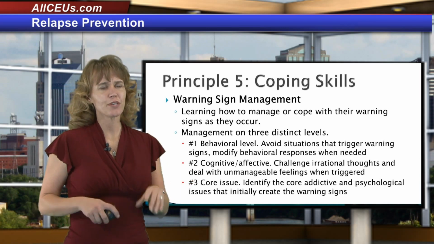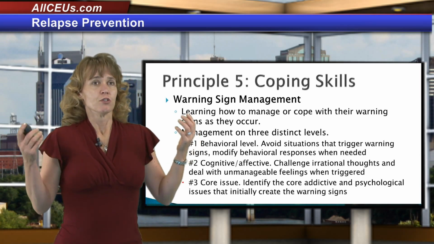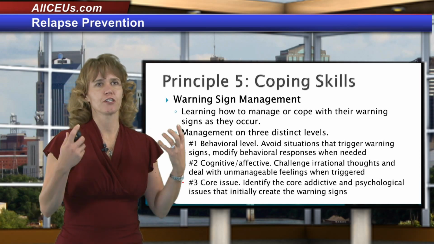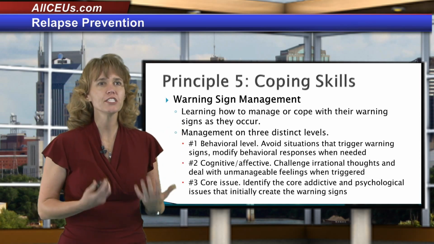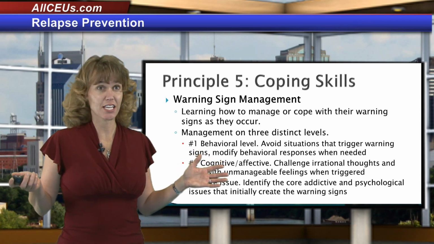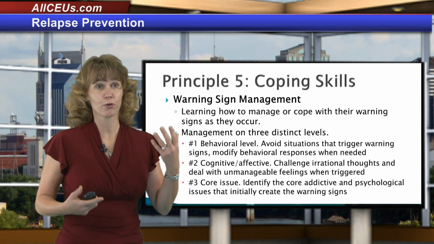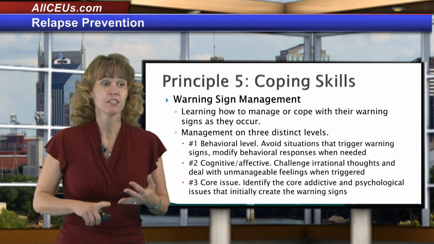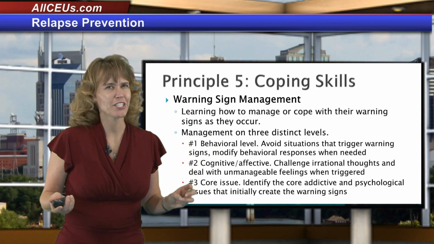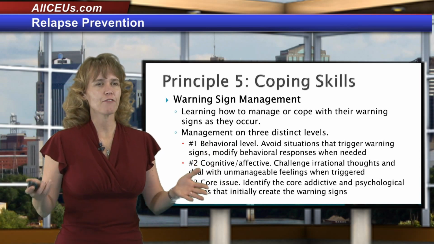And then dealing with unmanageable or unpleasant feelings when triggered. When you feel excruciating anger or despair, what do you do? It happens. You can't avoid it all the time. So what do you do? We need to have some plans in place because when we're feeling agonizing depression or anger, we're not thinking real clearly. We're in crisis. So we need to have a plan in place.